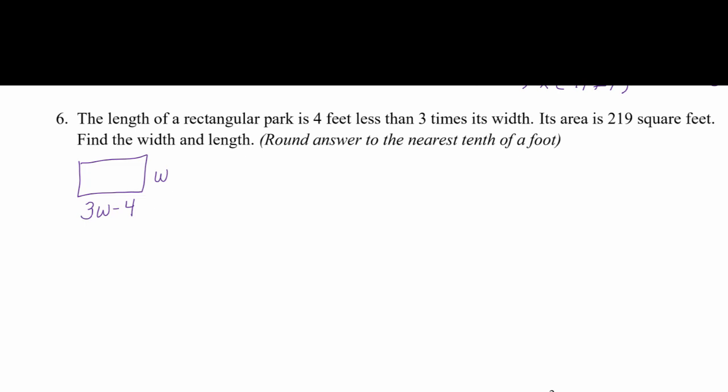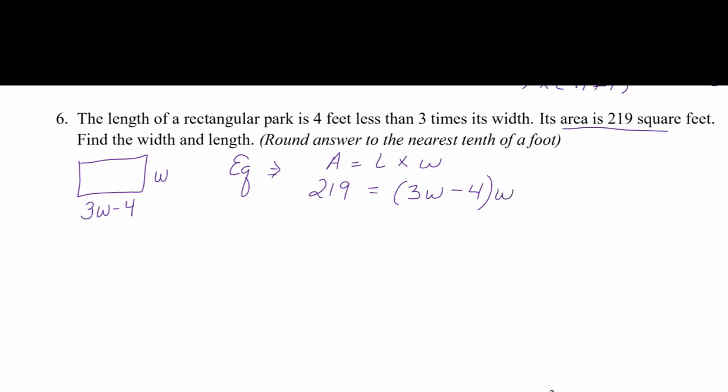Okay, now we need an equation, and the only other information we know is about the area. The area is 219 square feet. The area of a rectangle is length times width. So again, area equals length times width. So we are going to put 219. That's our area in square feet. The length is 3W minus 4, and the width is W. So there's our equation, right?